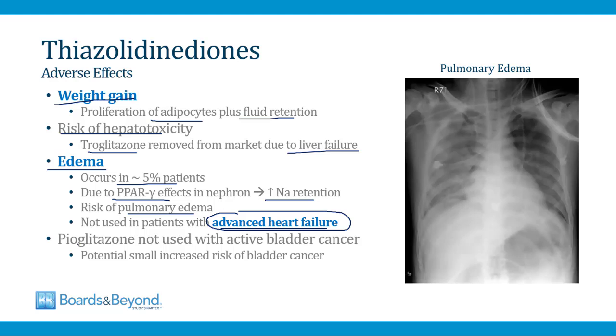And then one sort of special thing is that pioglitazone is not used in patients with active bladder cancer. That's because in some studies there was a small signal of an increased risk of bladder cancer in patients taking pioglitazone.